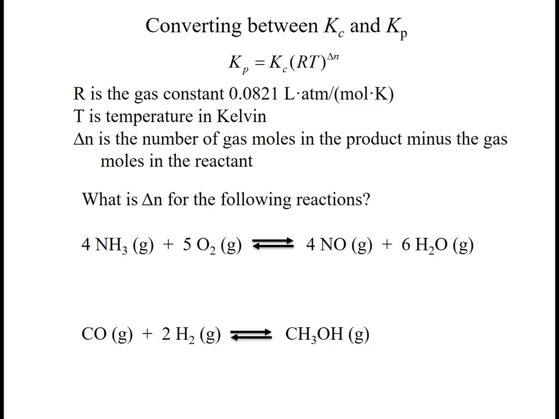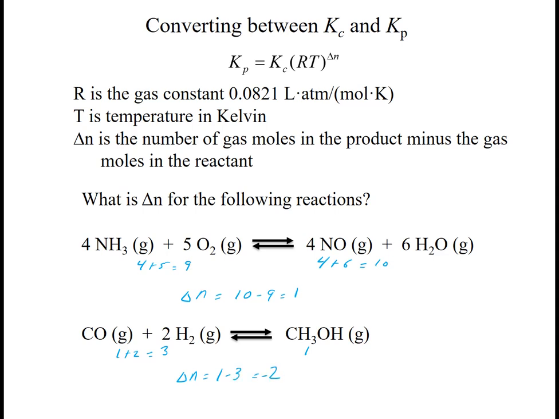This is probably the hardest part of doing this equation, that and the fact that students don't want to use these parentheses. So if I look at this, I have 4 plus 6 to equal 10, and I have 4 plus 5 to equal 9. So delta N is 10 minus 9, or 1. For this one, I have 1 mole of gas over here, and 1 plus 2 over here to be 3. So delta N is 1 minus 3, which is minus 2.